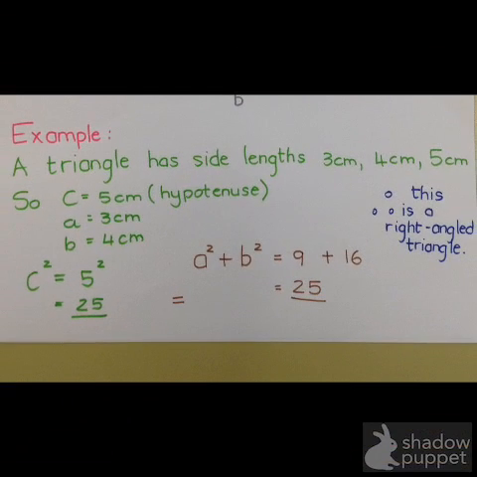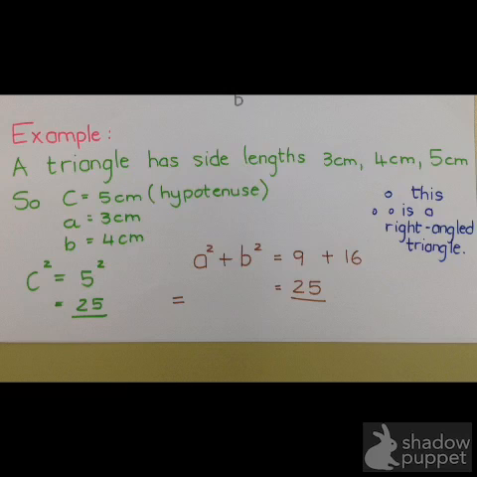Let's look at this question. A triangle has the lengths 3 centimeters, 4 centimeters, 5 centimeters. So, we work out the hypotenuse, which is always c, is our longest length, which is 5. So 5 centimeters is our hypotenuse. Okay? Our A is 3 centimeters, our B is 4 centimeters. So now we know all our lengths. So we've got to square our C. So we square our C, so 5 squared, and we get 25. So our hypotenuse is 25.